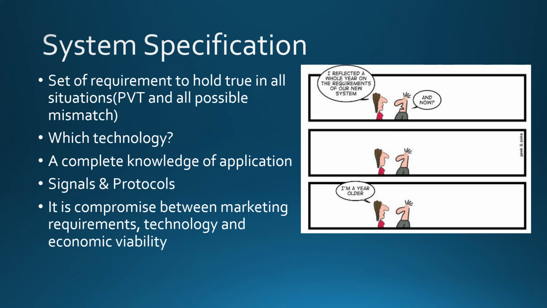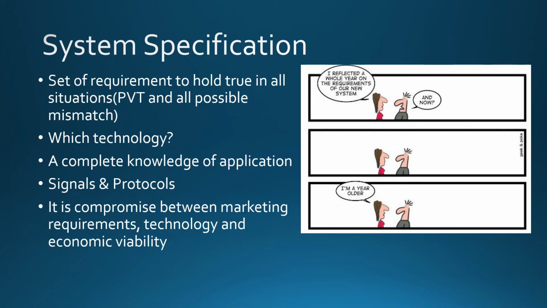So now we will look into each one in a little bit of detail. So, system specification. Before a project starts, we need to understand the system or the application. There will be a set of requirements that need to hold true in all conditions, especially different voltages, different temperatures, etc. And in this stage, we will also decide which technology to use. So we need a complete knowledge of the application.